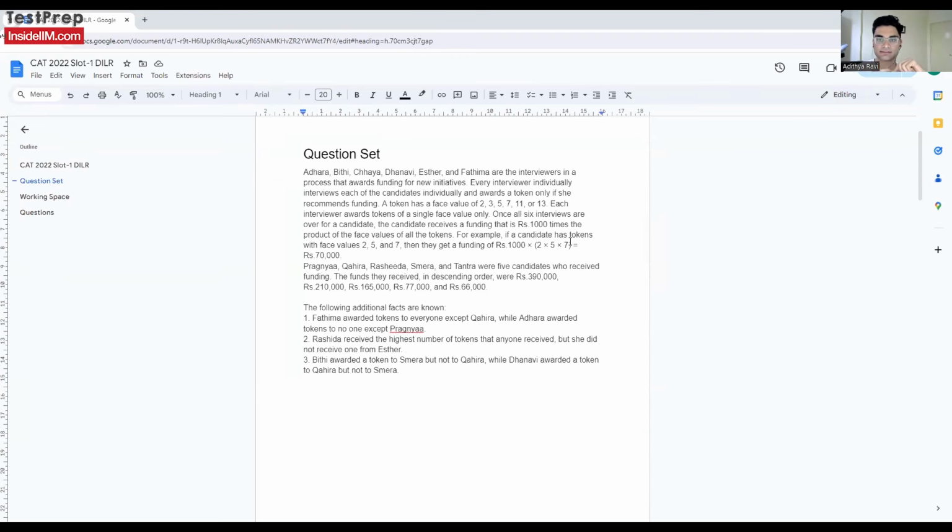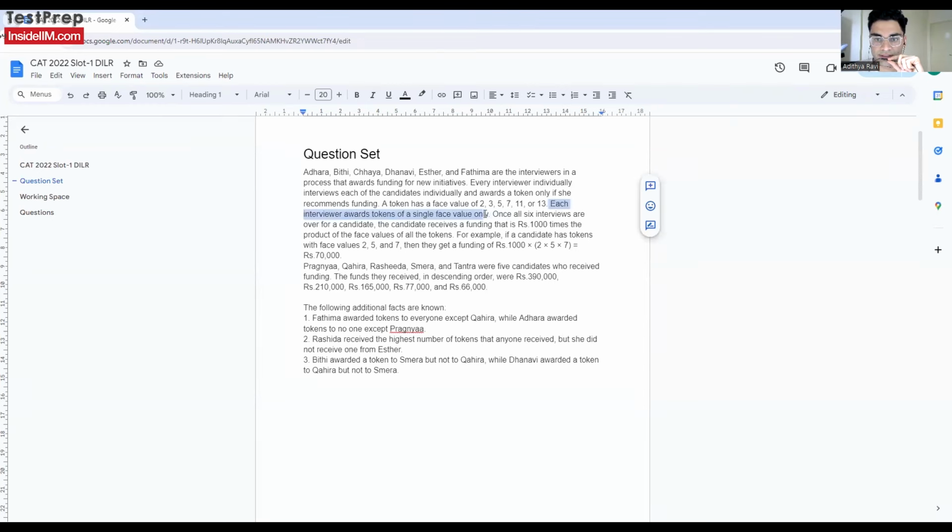It says 6 interviewers, A, B, C, D, E, and F, are the interviewers in a process that awards funding for new initiatives. Every interviewer individually interviews each candidate and awards a token only if she recommends funding. A token has a face value of 2, 3, 5, 7, 11, or 13. Okay, so this could be an important point later. Each interviewer awards tokens of a single face value only.